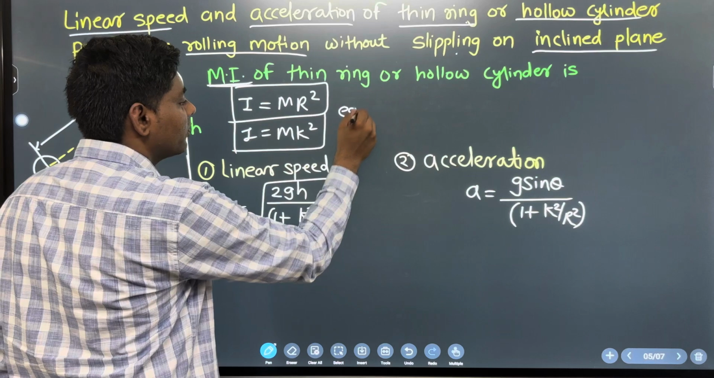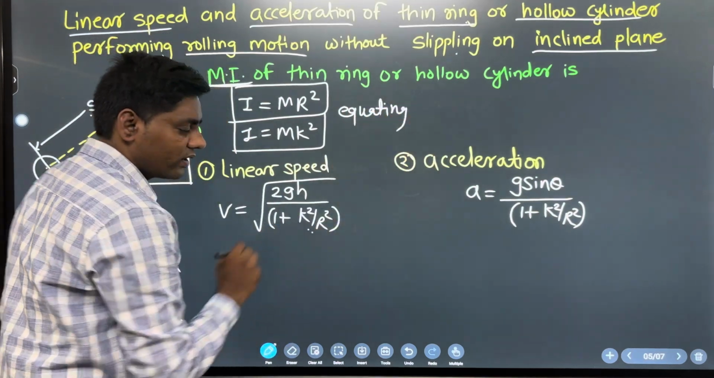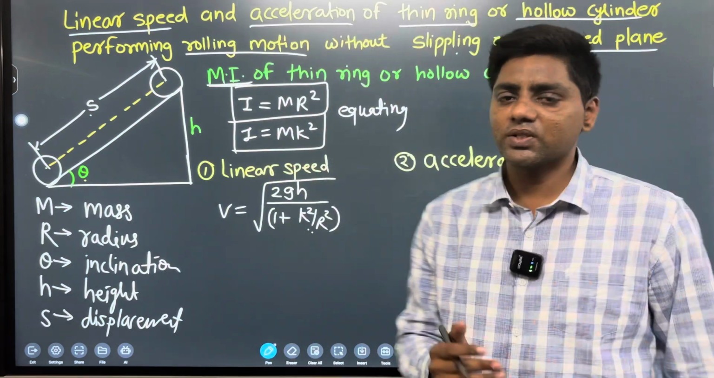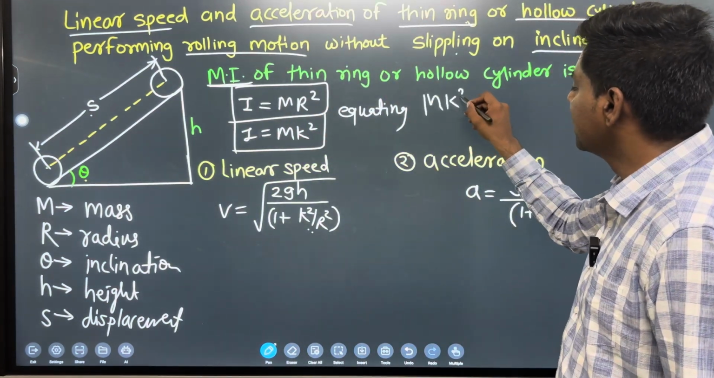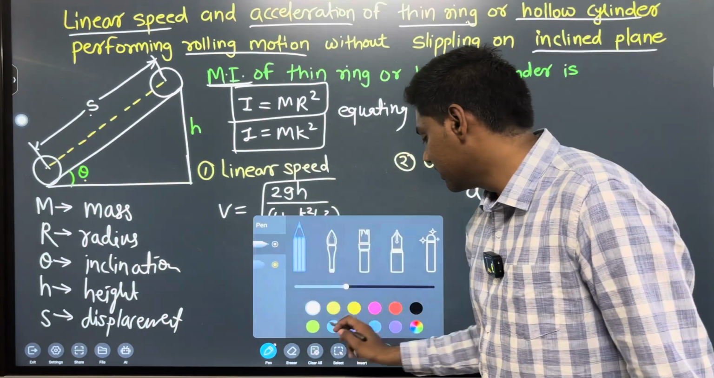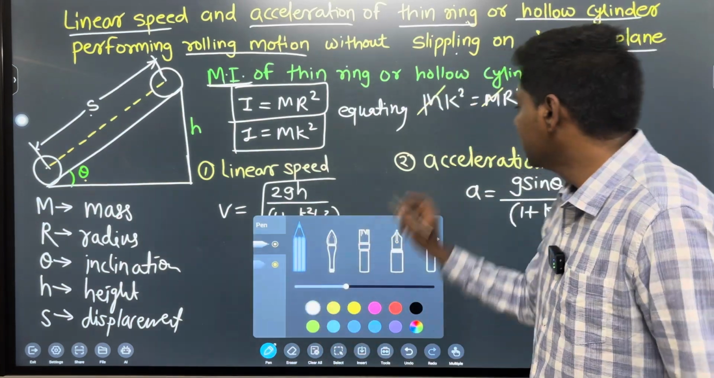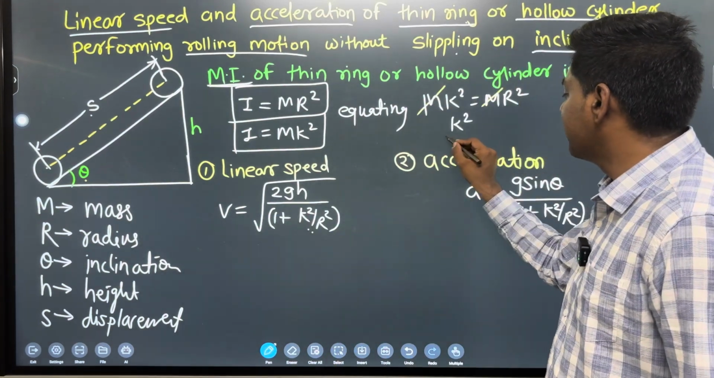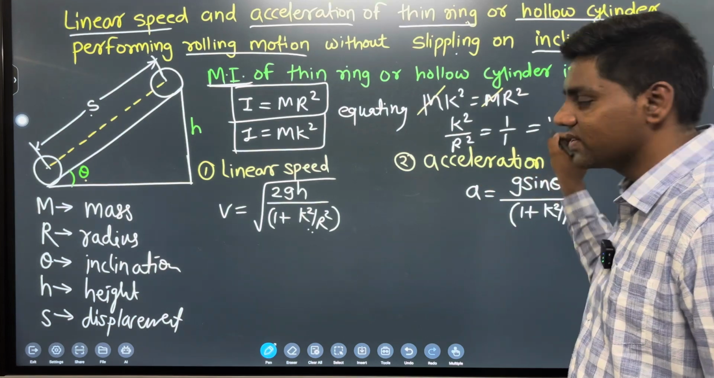We have to equate both formulas and then find the ratio of k square divided by r square. If we equate, what answer do we get? m k square is equal to m r square. On both sides the mass is the same, so mass cancels. So we get k square divided by r square equal to 1. So the answer is 1.